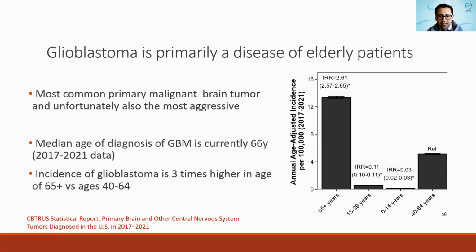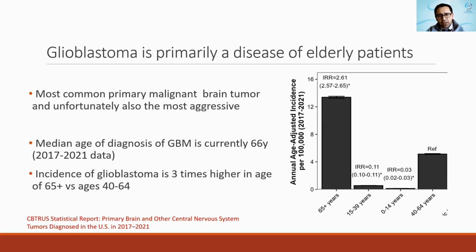Looking here at this graph, which I've taken from the most recent CBTRUS report, these reports usually run a few years behind actual time. So this is the most recent one from 2024. As a reference point for 40 to 64-year-old patients, we can see that there is a significant difference in the incidence rate. This is age-adjusted incidence rate. So there is a substantial increase in the risk of glioblastoma in a 65-plus year patient population.